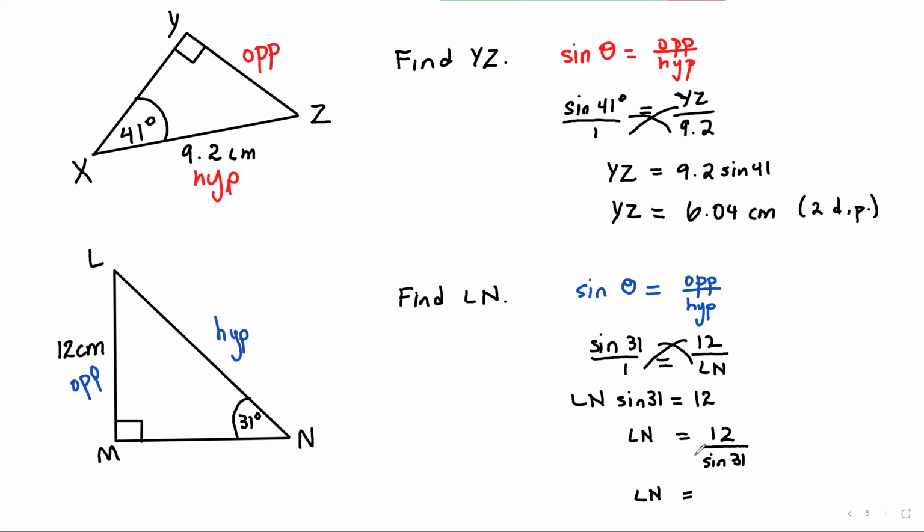So that would be 23.29 or 23.3. Yes, 23.3 is correct. Even if it was to two decimal places, it would still be 23.30, because it's 23.299, so that 9 would round it up. So 23.3 centimeters to one decimal place here.